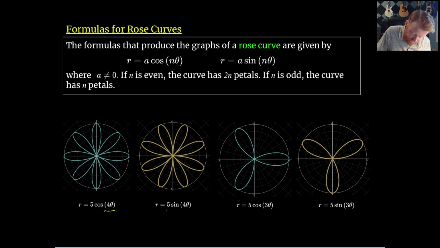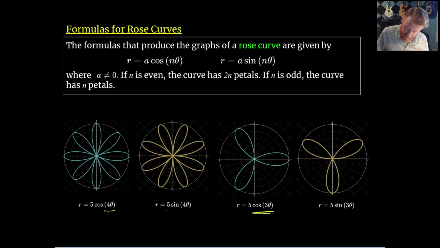So again, the first petal lives on the x-axis. That's how cosine behaves. For this other one here, you can see it's slightly off for the sine. So that's when you're looking at rose curves, the way to tell the difference between cosine and sine. Does the first petal live on the x-axis, or is it slightly off?